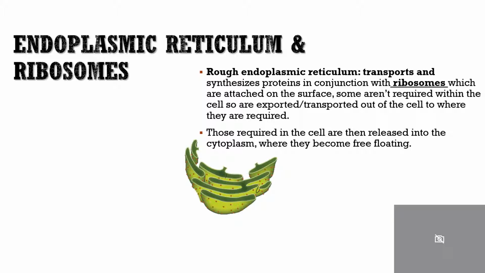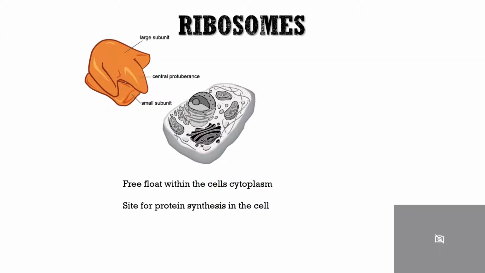The rough endoplasmic reticulum transports and synthesises proteins in conjunction with ribosomes, which are attached on the surface. Some aren't required within the cell, so are exported or transported out of the cell to where they are required. Those required in the cell are then released into the cytoplasm, where they become free-floating. Ribosomes will free float within the cell's cytoplasm, and they are the site for protein synthesis in the cell.